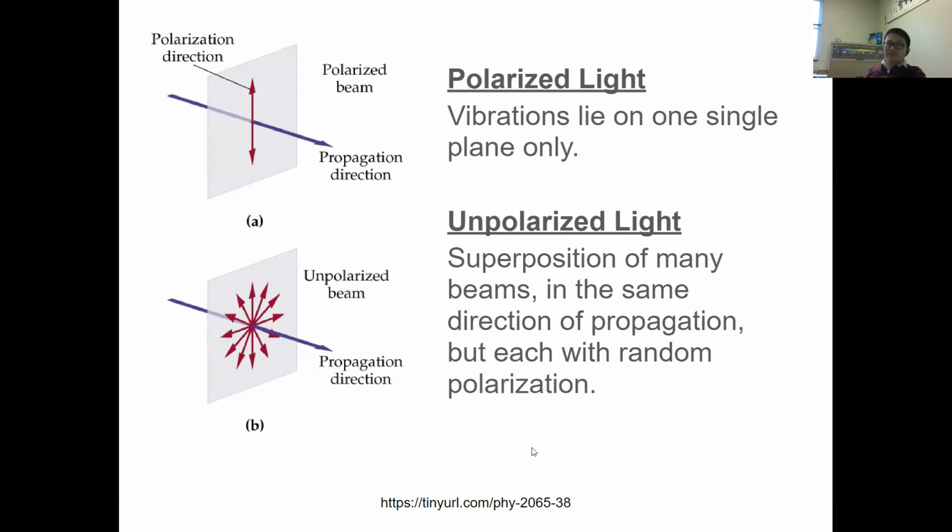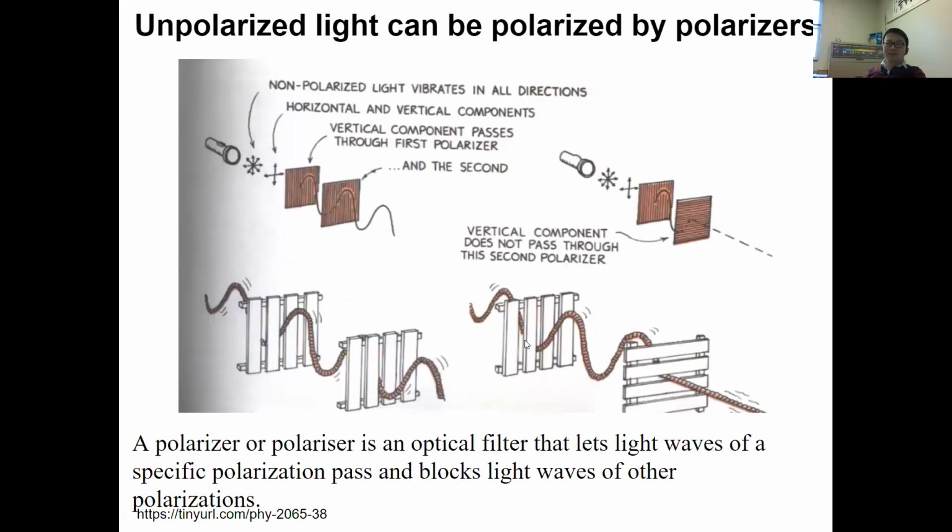You can make light polarized by using polarizers, sometimes called filters. For polarized light, the vibrations lie on a single plane only, so it's only in that direction. But for unpolarized light, the vibration of the electric field or magnetic field is in all directions. You can use polarizers or filters to filter out, like vertical openings, like slits.